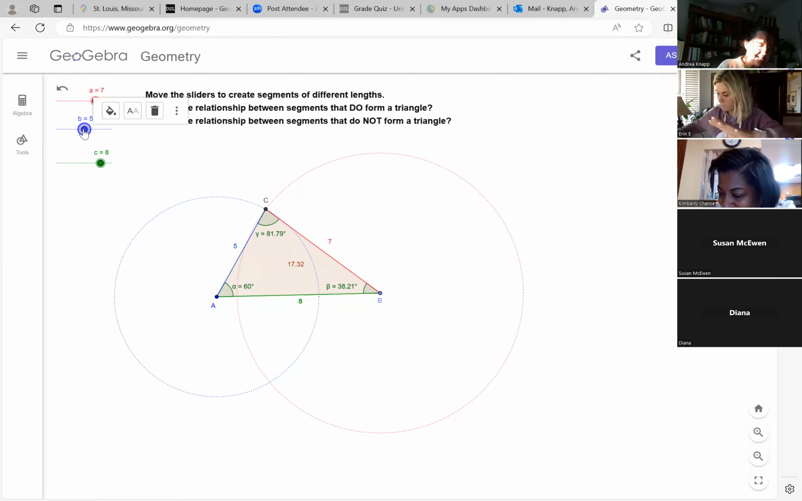Based on your findings, make a conjecture concerning the lengths of sides and the measures of the angles of a triangle. And what you just said was the conjecture. With the longer sides, we'll have bigger angles opposite. The small, medium, large sides have the opposite angles, small, medium, large.